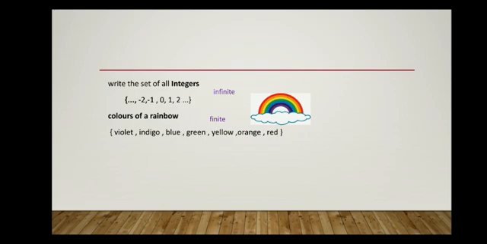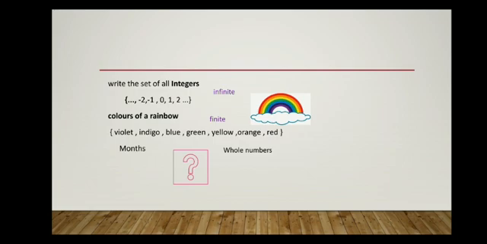So this set is called a finite set. If a set is having a finite number of elements, then that set is called a finite set. So now consider months. Can you write the elements of months? Consider whole numbers. Which of these two is finite and which of these two is infinite?